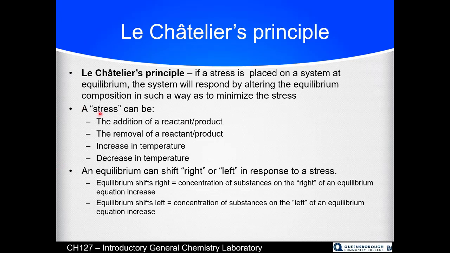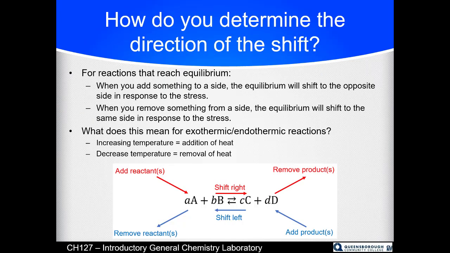How can you predict what that looks like? I like using little arrows. If you add a reactant or remove a product, it shifts to the right. You're just following the direction of the arrows. If you're adding a product or removing a reactant, just follow the arrows. It shifts to the left.